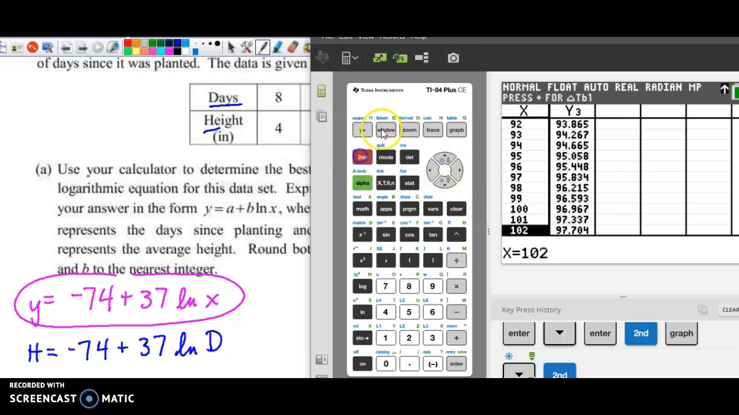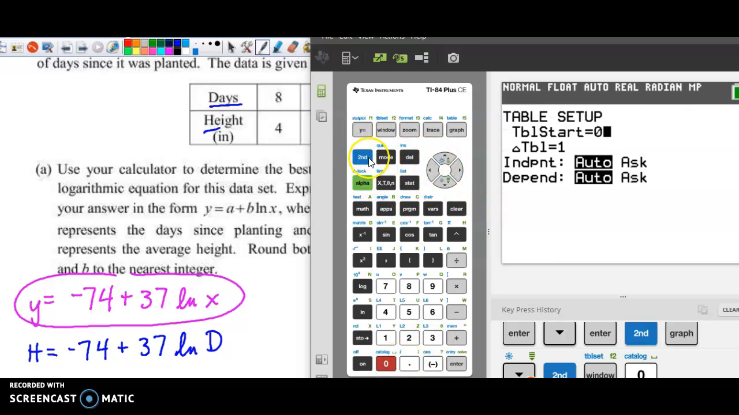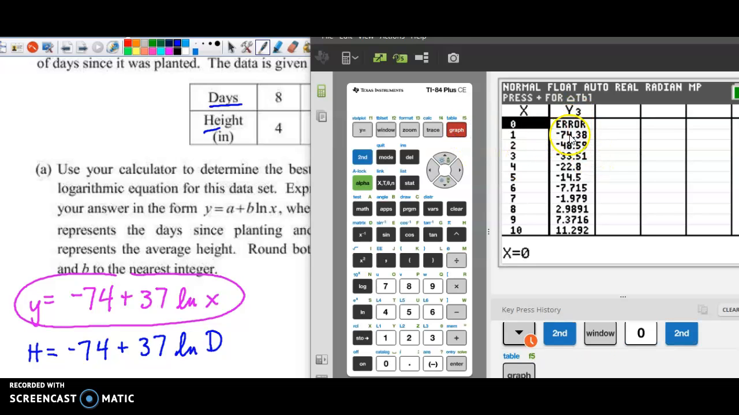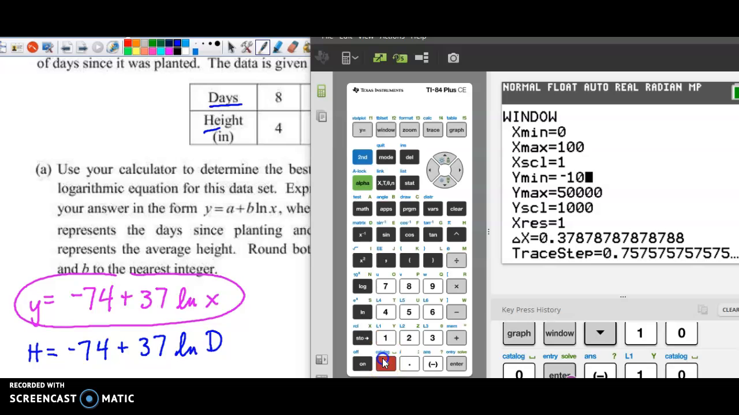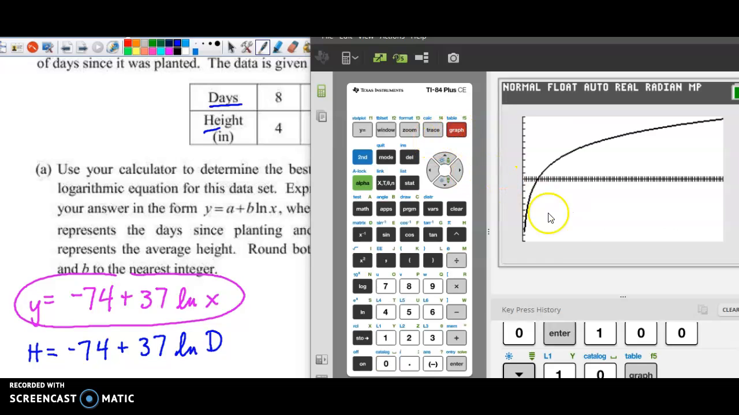And if I go back to the original setting, it starts at a negative number. So when I go to my window, I think I'm going to go from 0 to 100. I think I'm just going to make it negative 100 up to positive 100. I'll just count by tens. Not a big deal. But you can see the graph looks something like that.